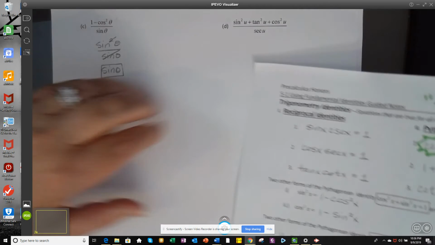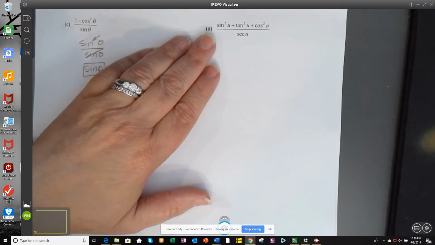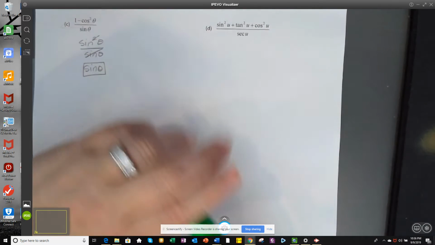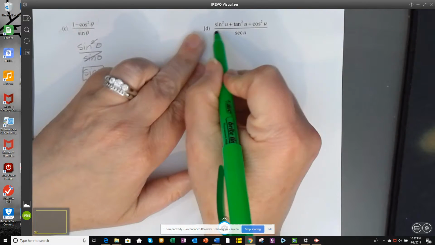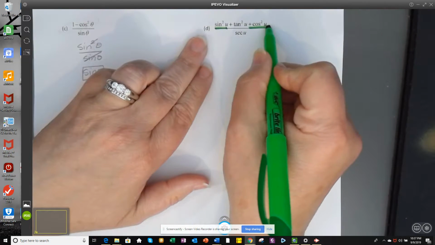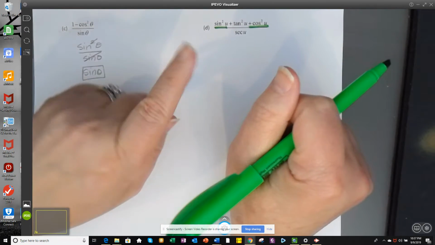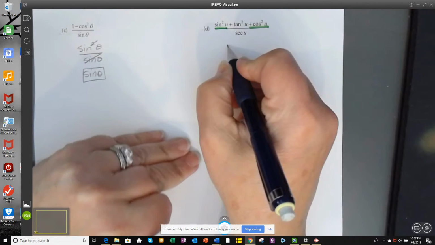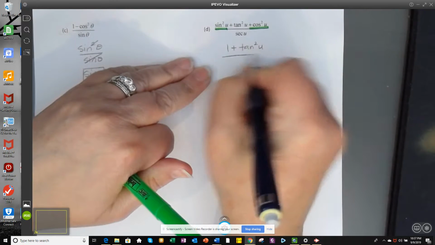All right, this next one. Let's see if we can find something wonderful in this one. What do you see in the numerator? Well, I see a sine squared u and a cosine squared u. So we know that that's going to equal 1. So we can say we have 1 plus tan squared u now over secant u.